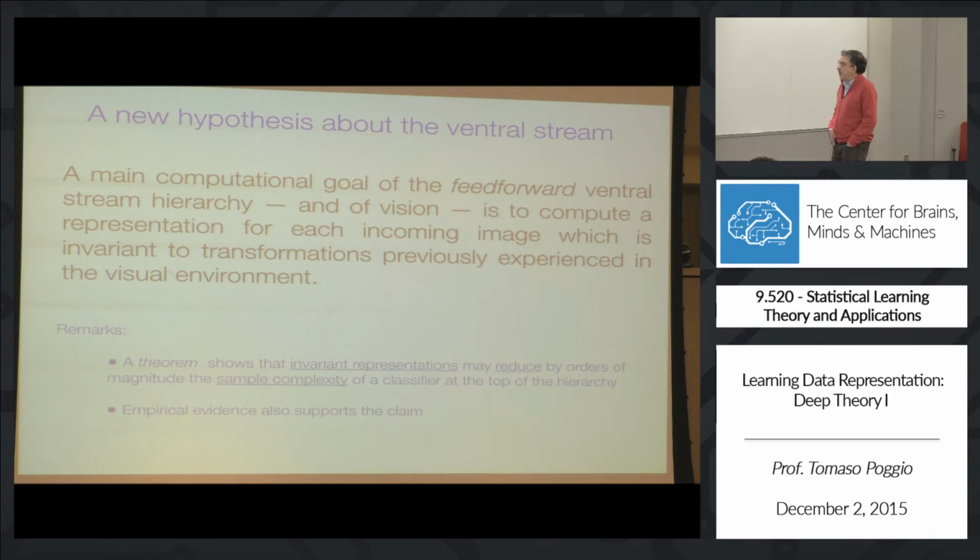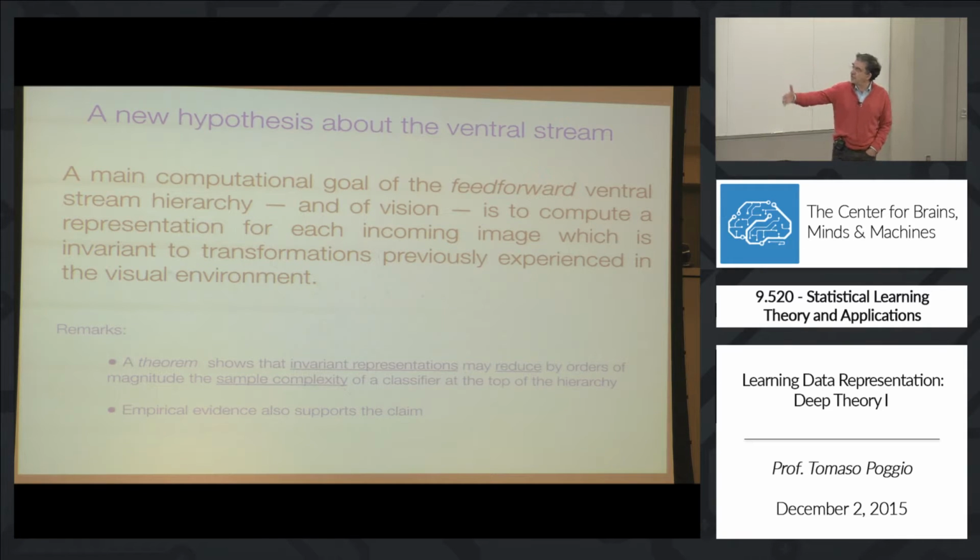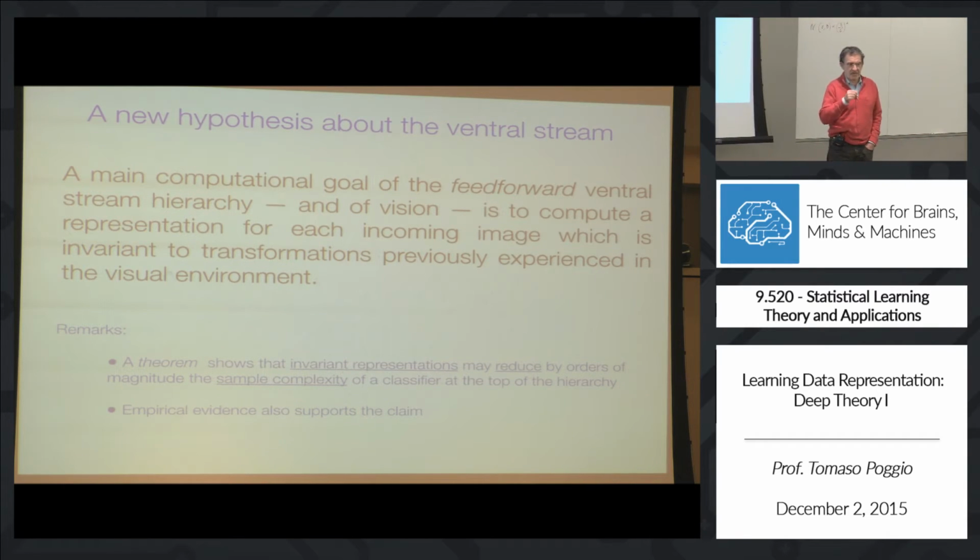So the idea about invariance and the ventral stream started with this hypothesis that maybe the main reason for at least 3 or 4 stages of computation in the ventral stream, V1, V2, V4, and then IT, is to compute a representation of images that is invariant to usual transformations.